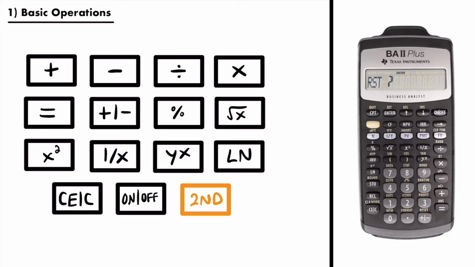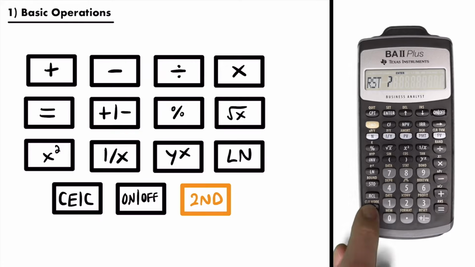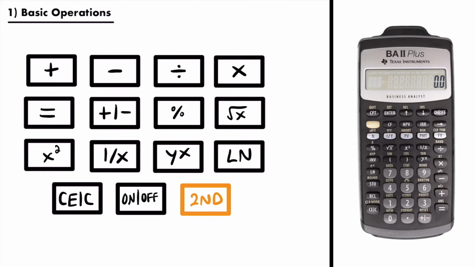And now it's asking us if we want to reset our calculator, but we don't actually want to do that, so we're not going to hit the enter button, which is what you would do in this case. And so now I'll just clear our work here. And now we're back to where we were before with our zeros. All right, so that's what that does.